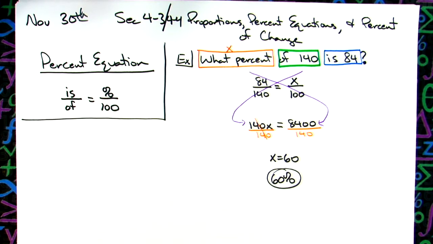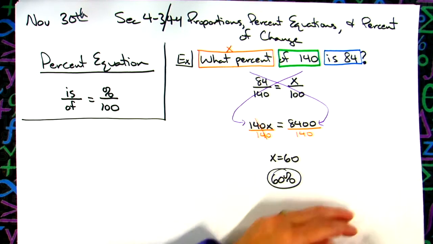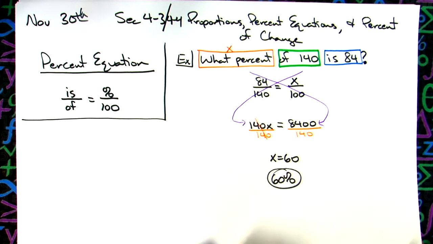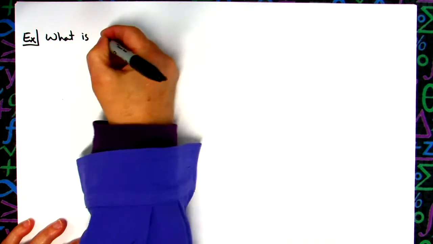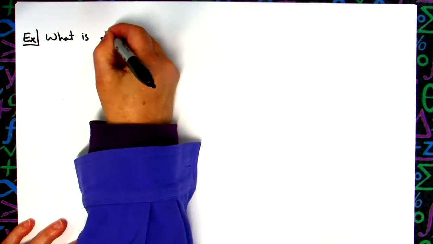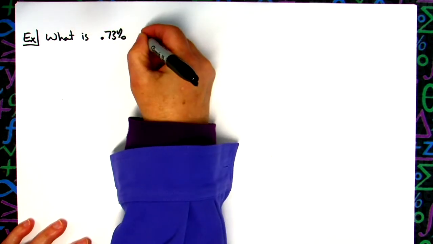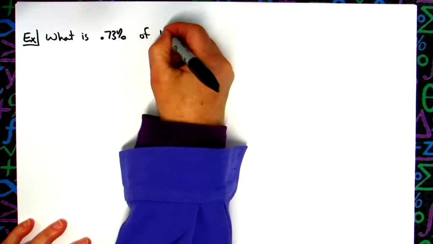Now let's do another one, because like I said, the question every time can change. We'll do another one together and then we'll let you do one by yourself. What is 0.73% of 125?